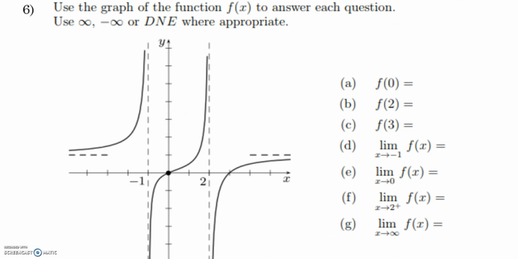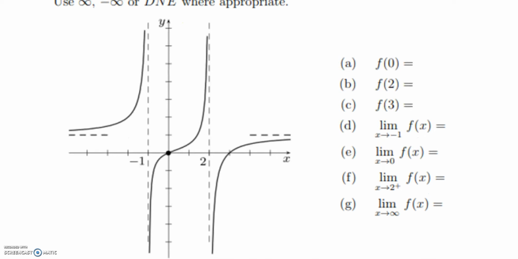Number 6, use the graph of the function to answer the following question about limits. All right, let's see here. So for part A, f of 0 means I want to find the exact y value where the x value is 0. So if I look at the x value of 0, the only place that y exists is at 0 itself. So the point 0, 0 exists on my graph right here. F of 2 means what y value exists at the x value of 2. Well, it looks like I have a vertical asymptote here, so no y value exists here exactly. So this would be does not exist.